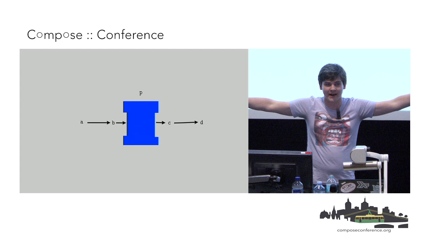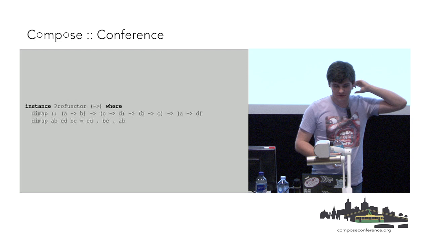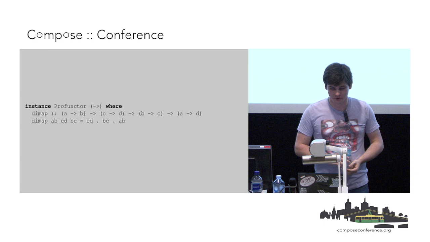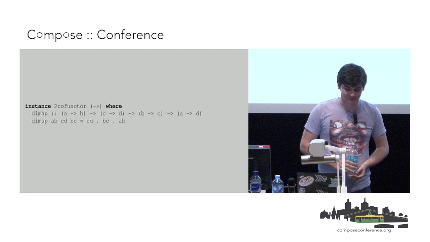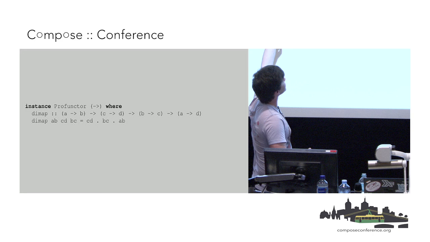So the canonical example of a profunctor is function arrow. Function arrow, right? So function arrow is a profunctor. And the type of dimap in the case of function arrow is: given a function from A to B, and a function from C to D, and a function from B to C, produce a function from A to D. And we say, oh, that's easy, right? I just get the A, pass it to the function from A to B, get a B, pass it to the function from B to C, get a C, pass it to the function from C to D, and now I have a D, and that's the answer.